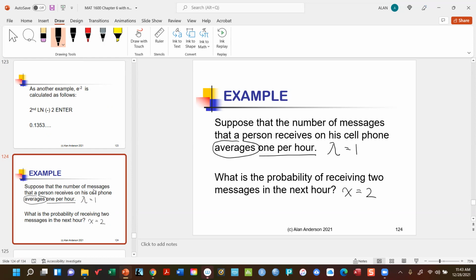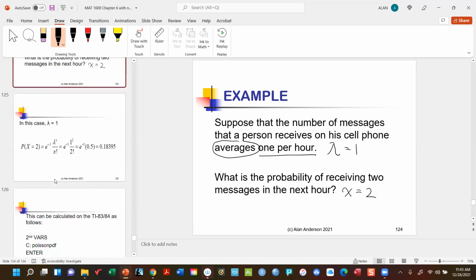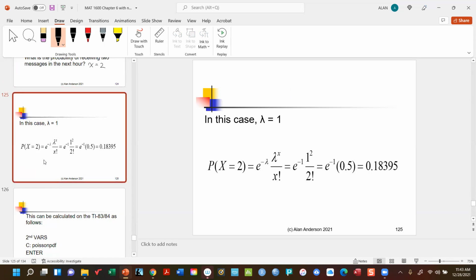So we're going to use the Poisson distribution to calculate this. And it's a fairly straightforward formula. It's not quite as time consuming as the binomial distribution. But, you know, like all others, it takes a little practice. So remember, lambda equals 1, lowercase x equals 2. So e to the minus lambda, lambda to the x, over x factorial, we plug in the numbers. Here's our lambda.